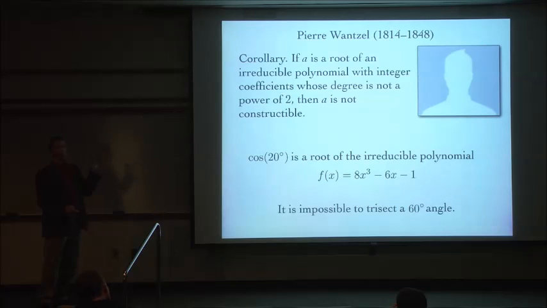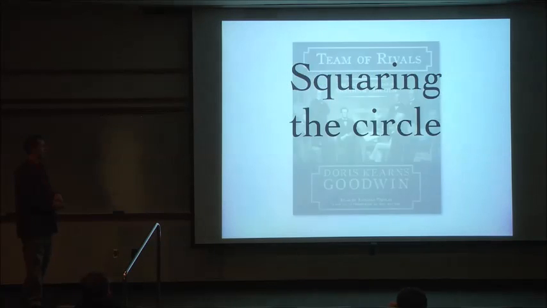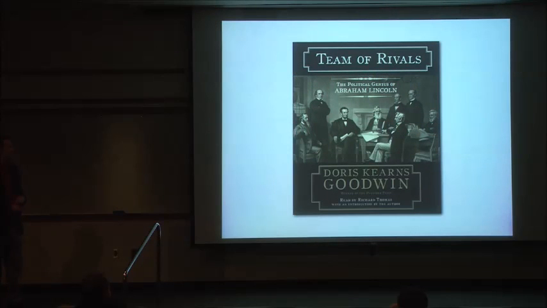And so we've now knocked down three of the four problems. The last one is the hardest of them all. This is the squaring of the circle problem. Last summer I was reading this Doris Kearns Goodwin book called A Team of Rivals, which is about Lincoln and his cabinet, etc. It may even be what the movie Lincoln is based on. I'm not sure. Is it? Yeah. And there's a passage in there which I thought was pretty awesome.